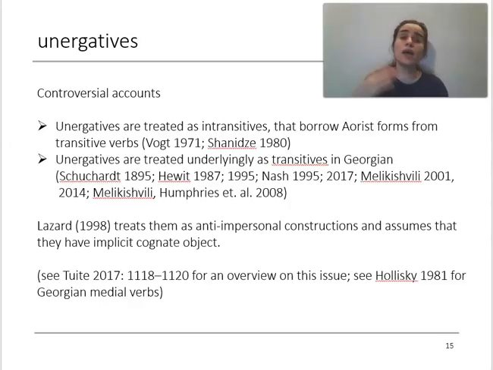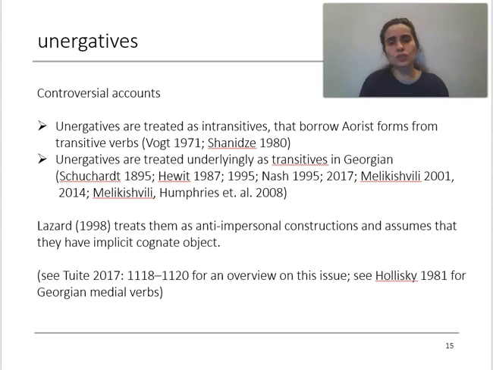These aorist forms either are regarded as perfective past or simply as past, which are neutral towards aspect. This is the assumption presented by Nash. So, anergatives are treated underlyingly as transitives in Georgian, and there are a lot of people who have underlined this.